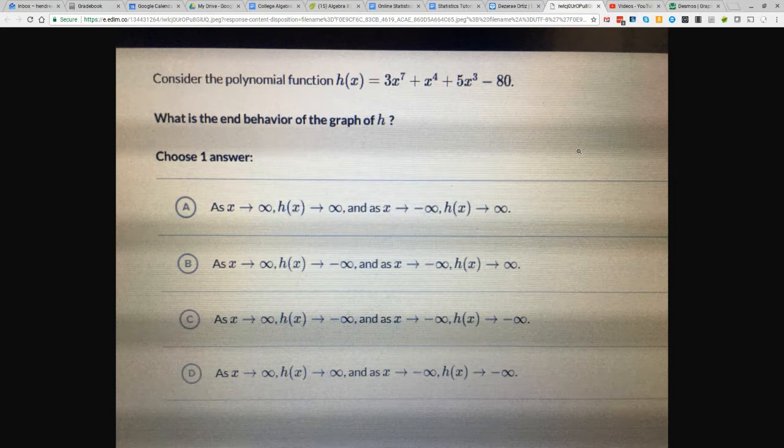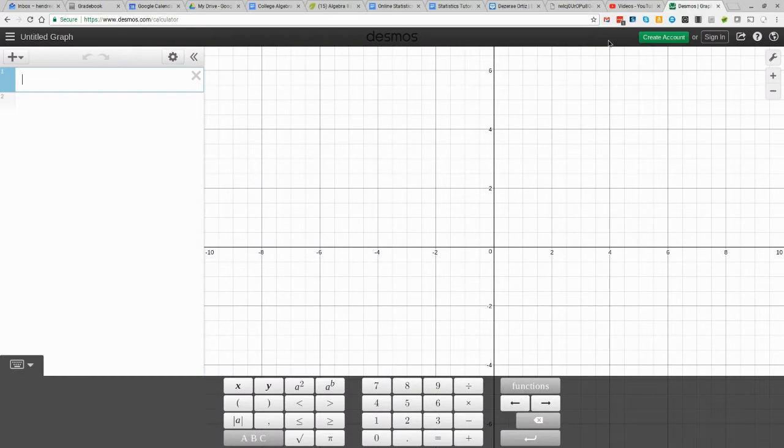Okay, I wanted to show you this question about end behavior. So we've got this polynomial function, and there are other ways to do this. I would say the easiest way to do this is to use something like a graphing aid, and my favorite one for the computer is Desmos. So you can just click open Desmos, and you can plug this function in.